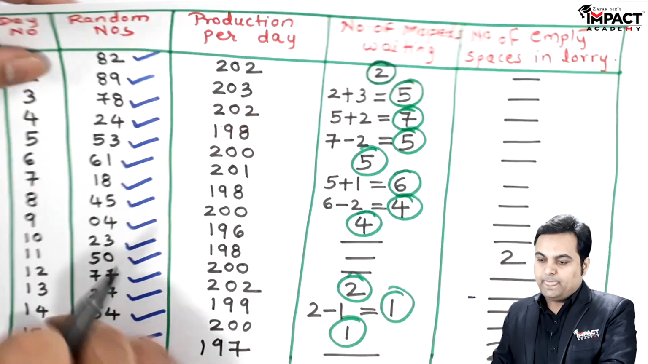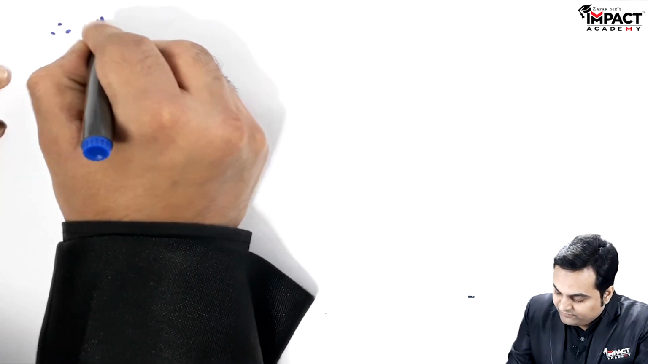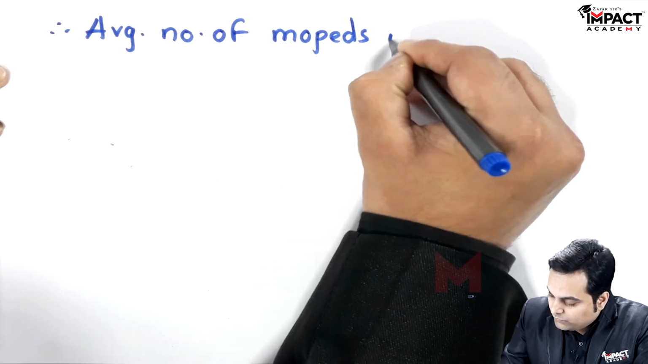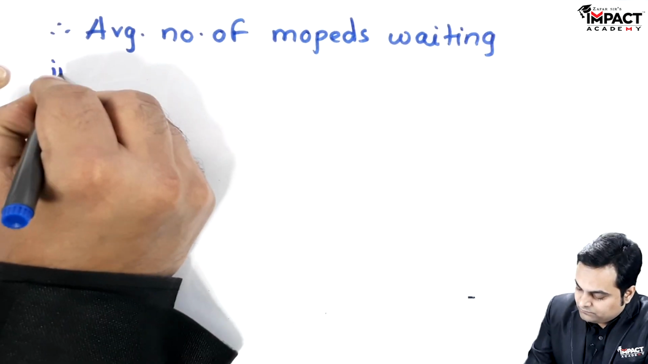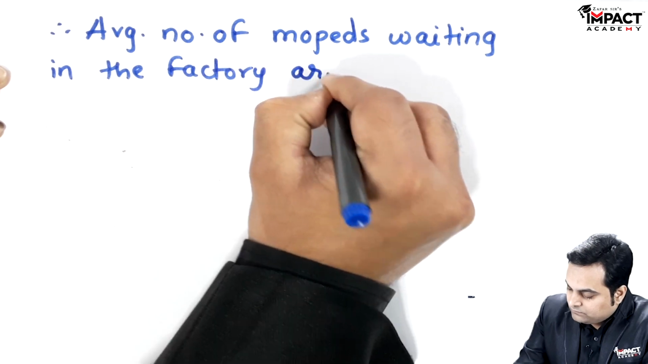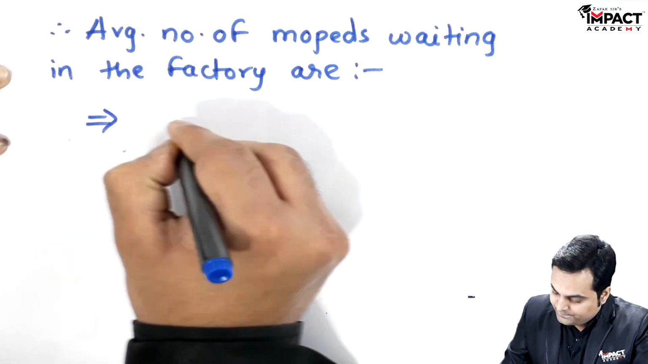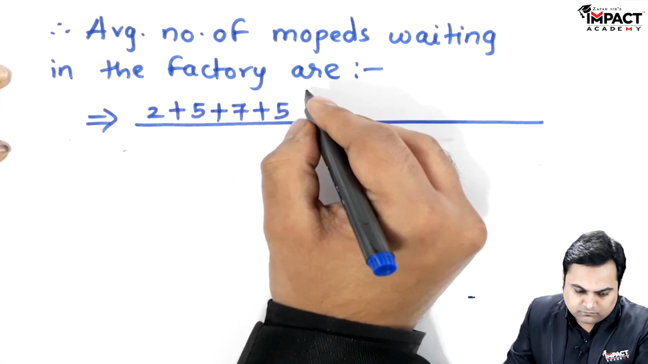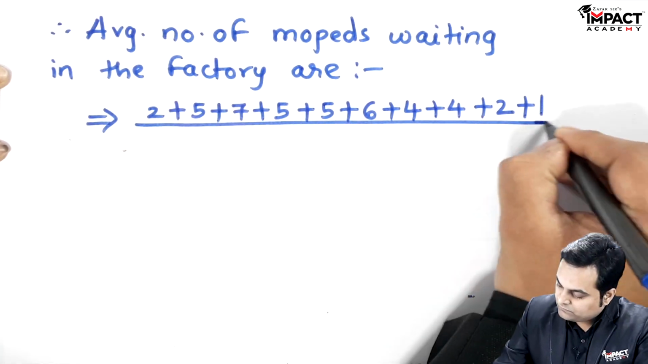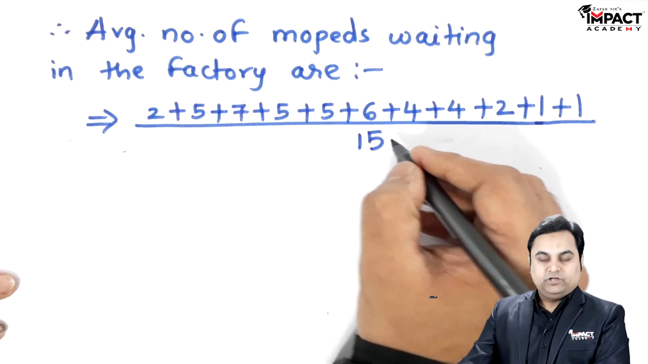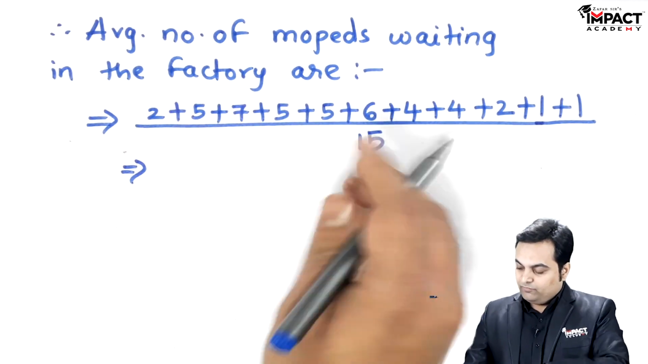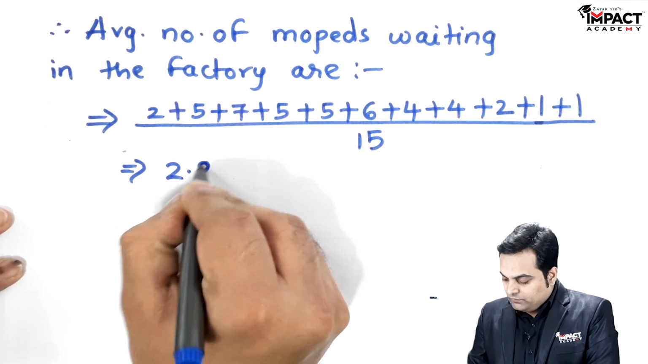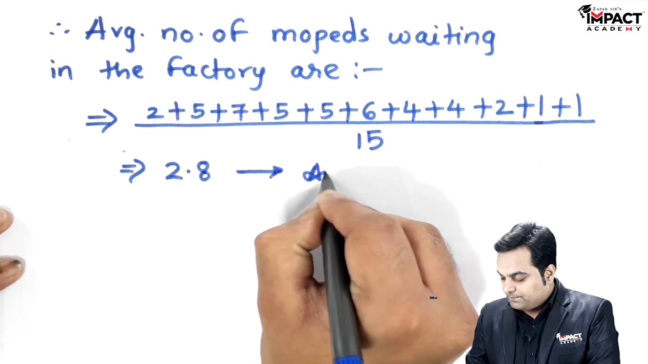So therefore the average number of mopeds waiting in the factory are, I'll write all those values, dividing by the total number of days. So the average number of mopeds waiting comes out to be, I'm getting my answer is 2.8. So that's the first answer.